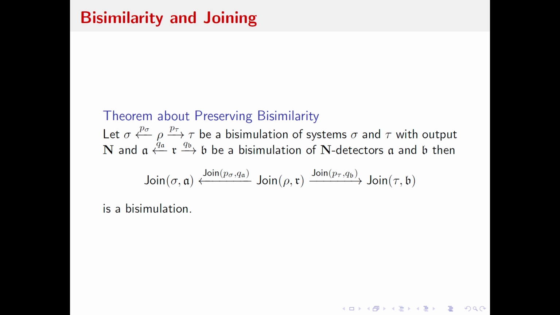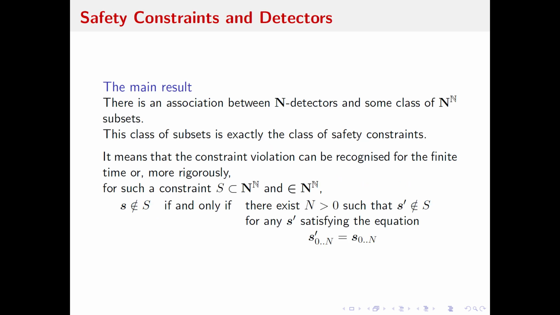The theorem about preserving bisimilarity is very useful because it establishes the possibility to change any system by bisimulation before joining without changing the bisimilarity class of the resulting system with termination. Now we can formulate the main result of the presented study. It is the following. There is a correspondence associating detectors with sets of notification streams.